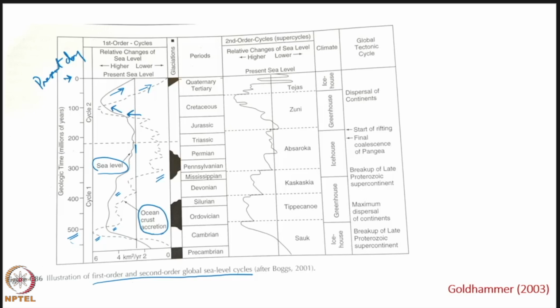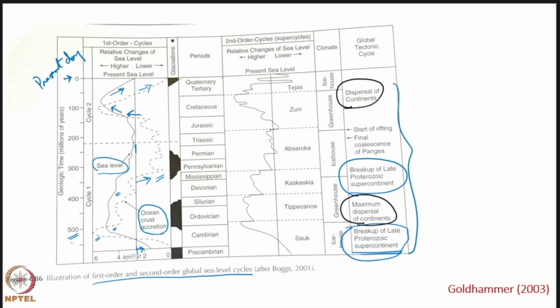Now, along with these curves, one can compare the global tectonic cycle. Breakup of the late Proterozoic supercontinent was happening here. We note that the oceanic crust accretion has gone in this direction when there is a breakup happening. Here is a breakup happening and here the curve goes down, and whenever there is a dispersal, here is a maximum dispersal of continents and here is a dispersal of continents once again, we find there is a rise in the sea level. Here is a maximum dispersal and in this place it is nearly a plateau.